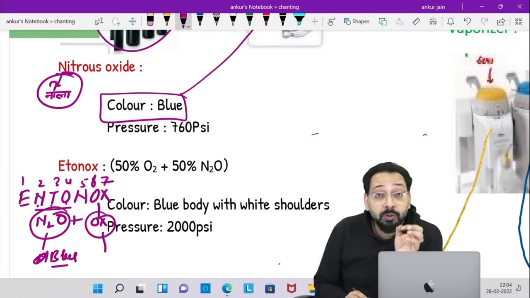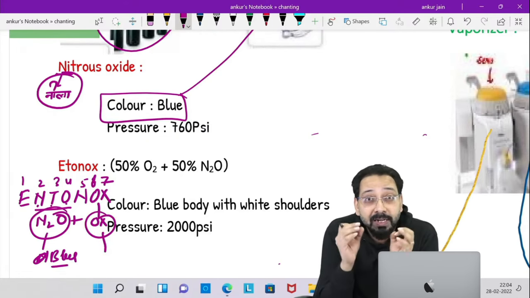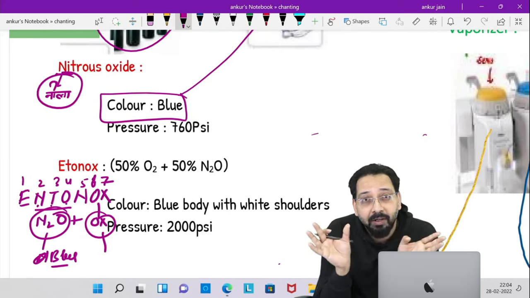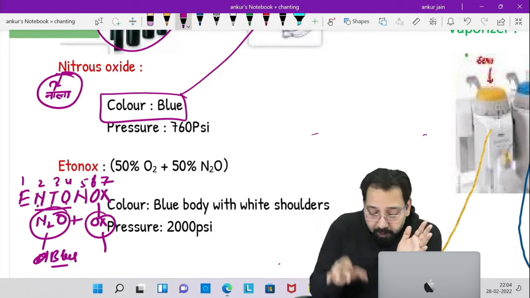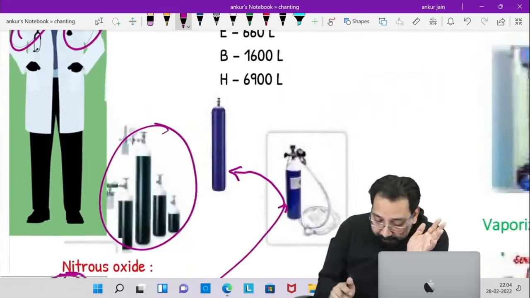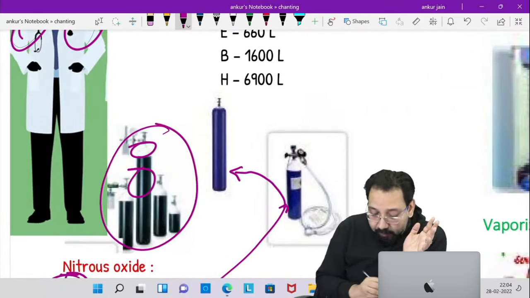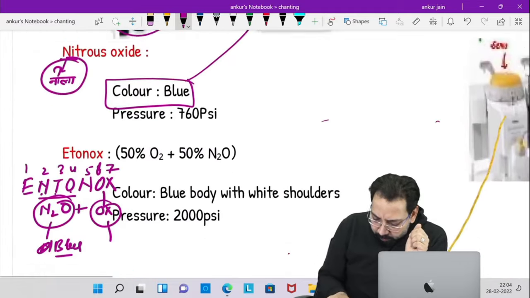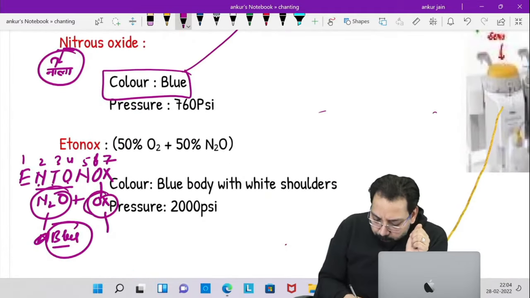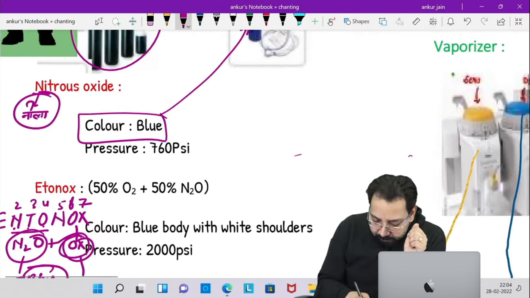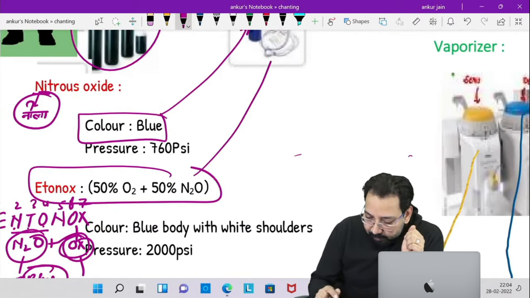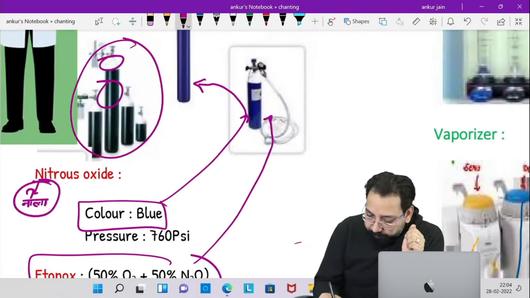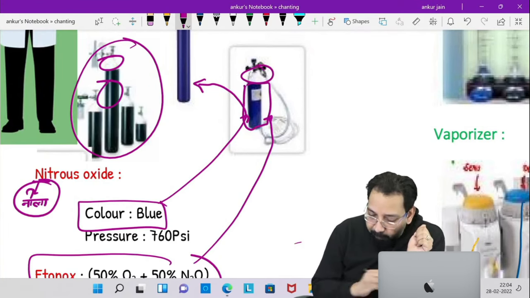Oxygen, I told you, you will relate to doctor, white coat, white color. So oxygen is white color, with a white shoulder, black body, man in black, just like me. So blue color with white shoulder, that is Entonox. This one: blue color cylinder, white shoulder.